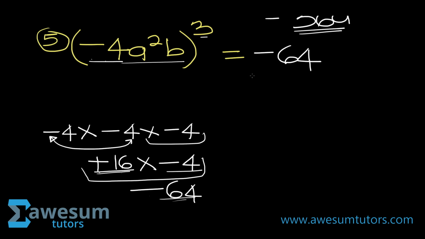So that's 64. Then this is a squared raised to the power of 3. So you're going to multiply the power out. 2 times 3 will give you 6. So I have a raised to the power of 6. Now this is b. If you just write b, it means b raised to the power of 1. So 1 times 3 is 3. So I have b raised to the power of 3. So my final answer is negative 64, a raised to the power of 6, and b raised to the power of 3.